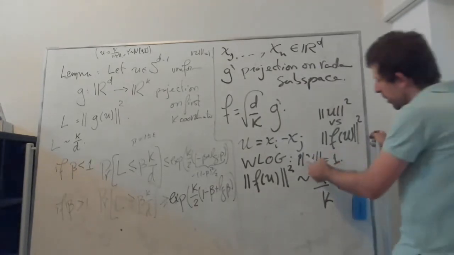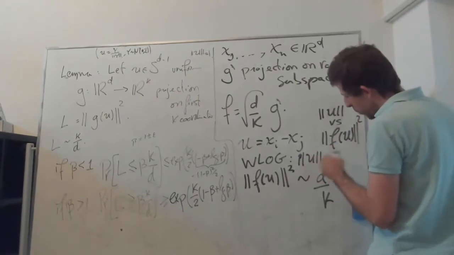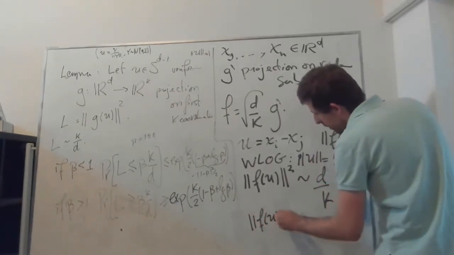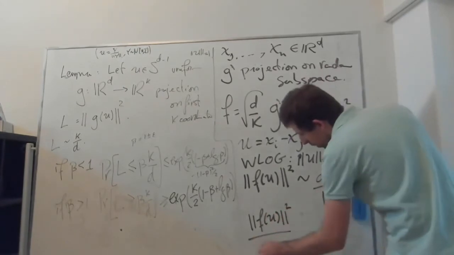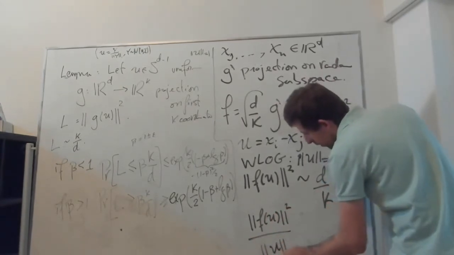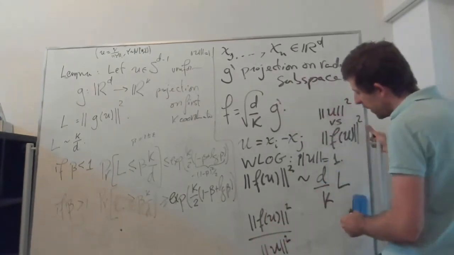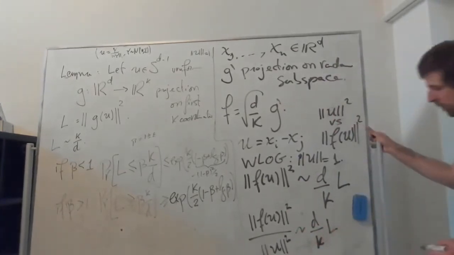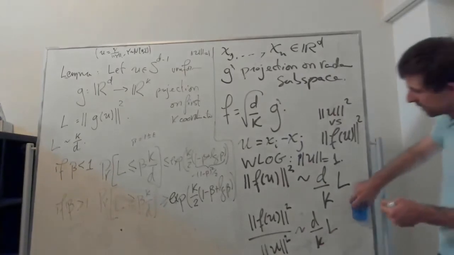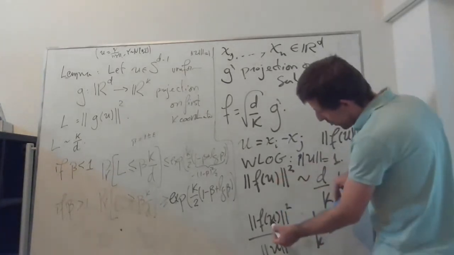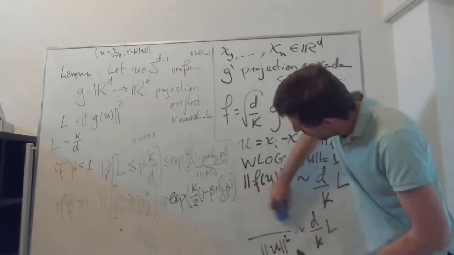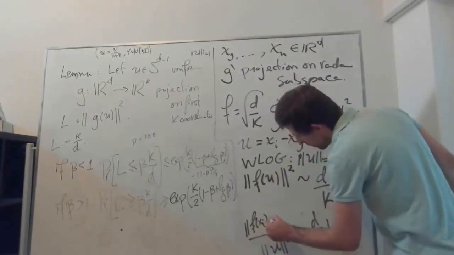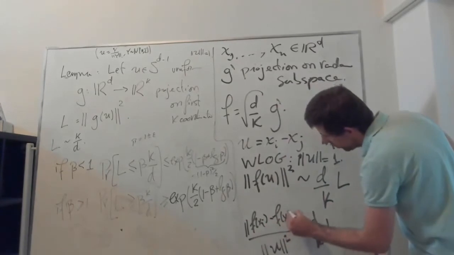In particular, if the norm of u is not 1, I can rescale. And so this quantity, for fixed u, for fixed xi, has distribution exactly d over k times L. And of course, I can take this a step further, and take u to be xi minus xj. Because of linearity, this is the same thing as saying f of xi minus f of xj.